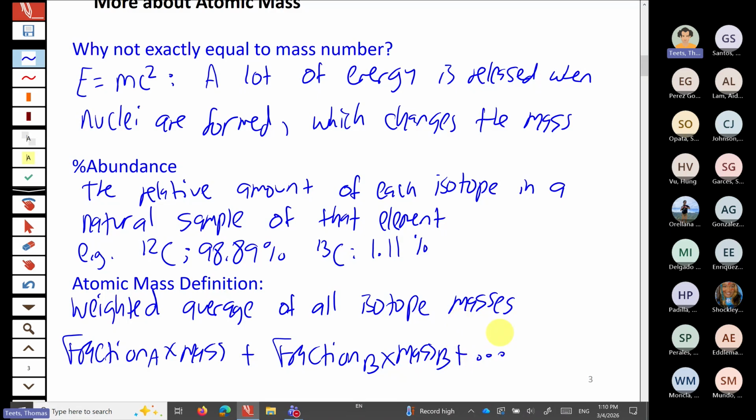But that's how the atomic mass of any element would be defined, as a weighted average of all the different isotopes that are present, where you take the fractional abundance of each isotope multiplied by the mass of that isotope, and then add them all together for however many there are. Okay?